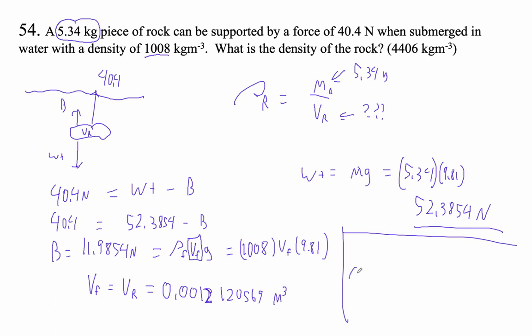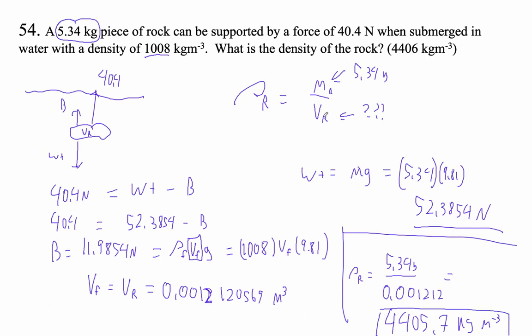So the density of the rock is the mass of the rock, which is 5.34 kilograms, divided by this really small volume, 0.0012120569, et cetera, right? So 5.34 divided by that is 4405.7 kilograms per cubic meter. That's kind of fun, right? I don't know. It's like never give up. You can do it, right?